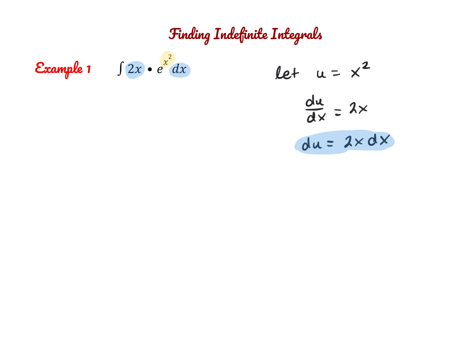So now I'm going to rewrite my integral with respect to u. So remember, x squared is equal to u, so this becomes e to the power of u, and then I'm replacing 2x dx with du. So it just becomes the integral of e to the power of u du. And now I'm going to find this antiderivative, which is just e to the power of u plus c. So remember, when we're doing an indefinite integral, we do need that constant of integration. And then the last thing we're going to do is substitute u back out. So I'm going to replace u with x squared. So our answer is e to the x squared plus c.